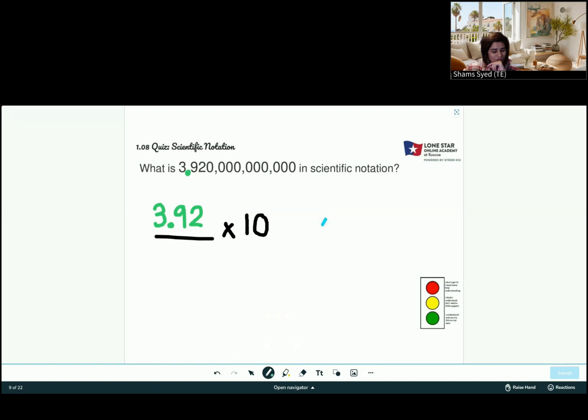How many places was the decimal moved? Power of 10, Andromeda. Kayla says 12. Violet says 12. What more answers do we have? Power is 13? Let's count. This is 3, 6, 9, 12. We moved 12 places. Okay.